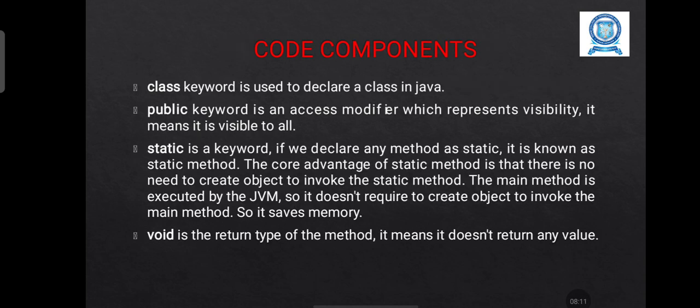Here, class is the keyword in our program. For creating a class, we have to use the keyword class. Then public is the access modifier. We have several access modifiers for defining classes and methods. Then static is a keyword to define a method. In Java, normally we have to create objects to call methods. We have to create the object for the class to call all the methods of the class. But if we define any method as static, we do not need objects to call that method. And void is the return type of the method.